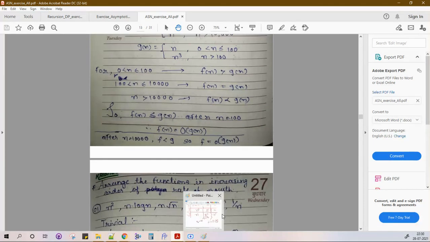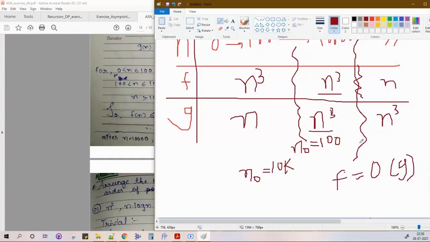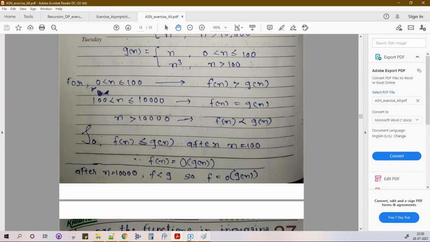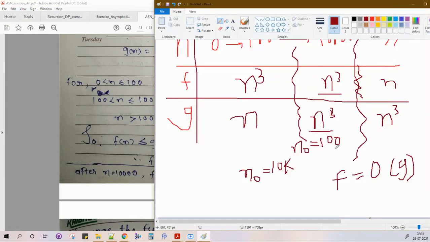Okay. And if they ask for small o, I guess this was discussed by Khalil sir also. Very beautiful session, I must say. After n0 equal to 100, f is big O of g. But if you take n0 equal to 10k, then f is small o of g, right? Proper upper bound, right?